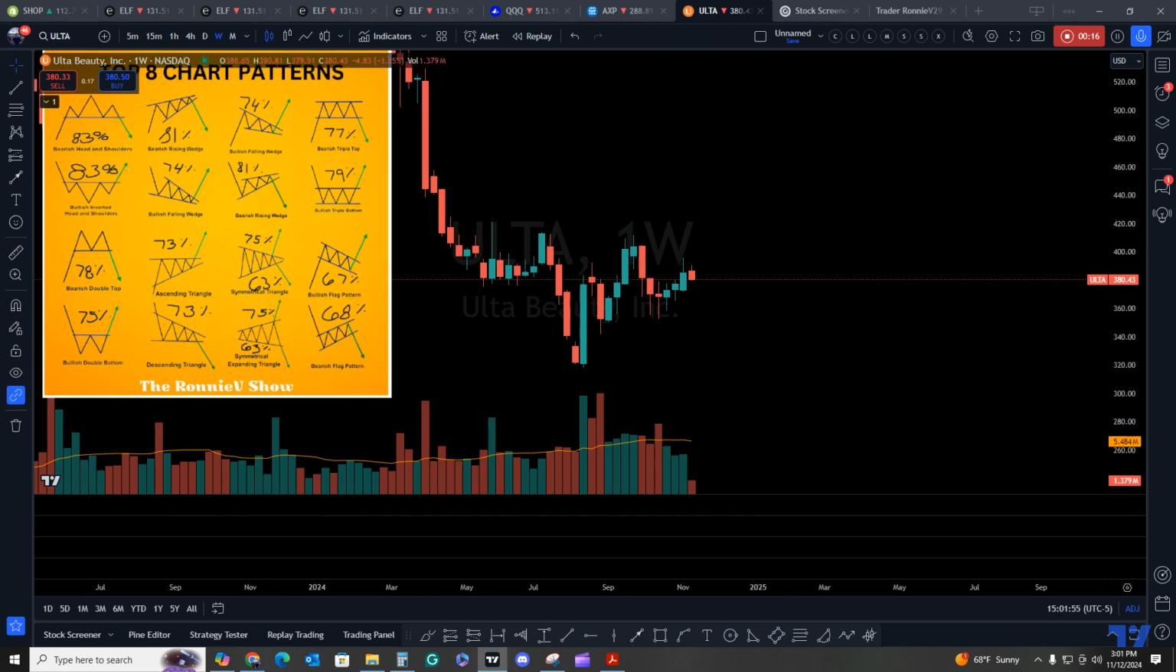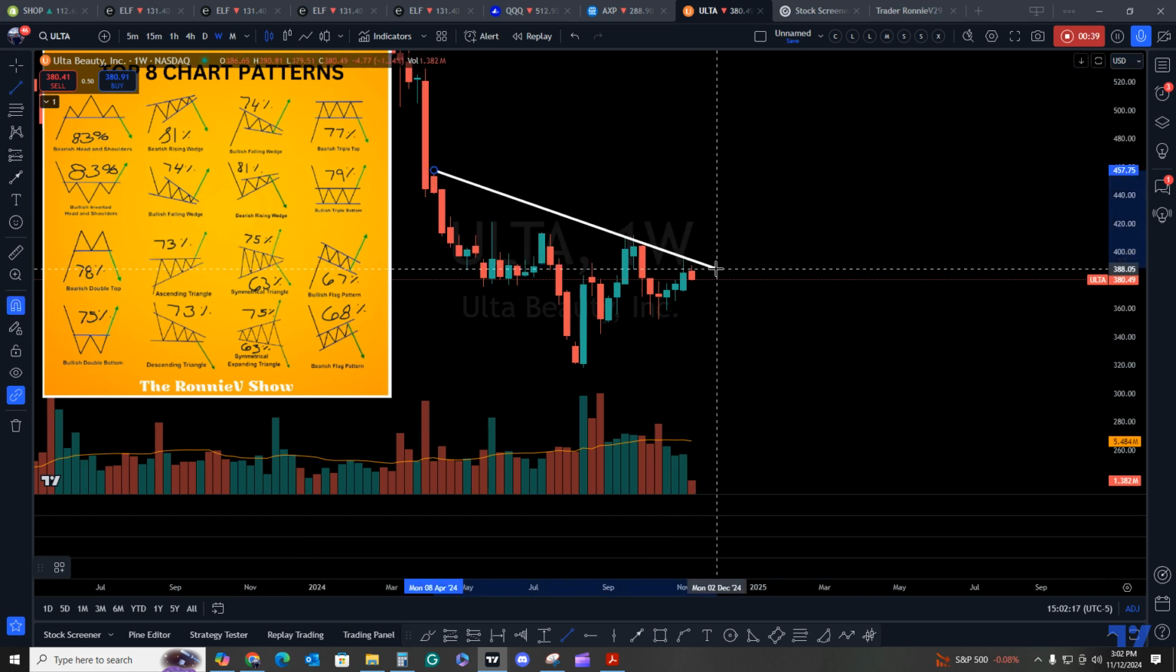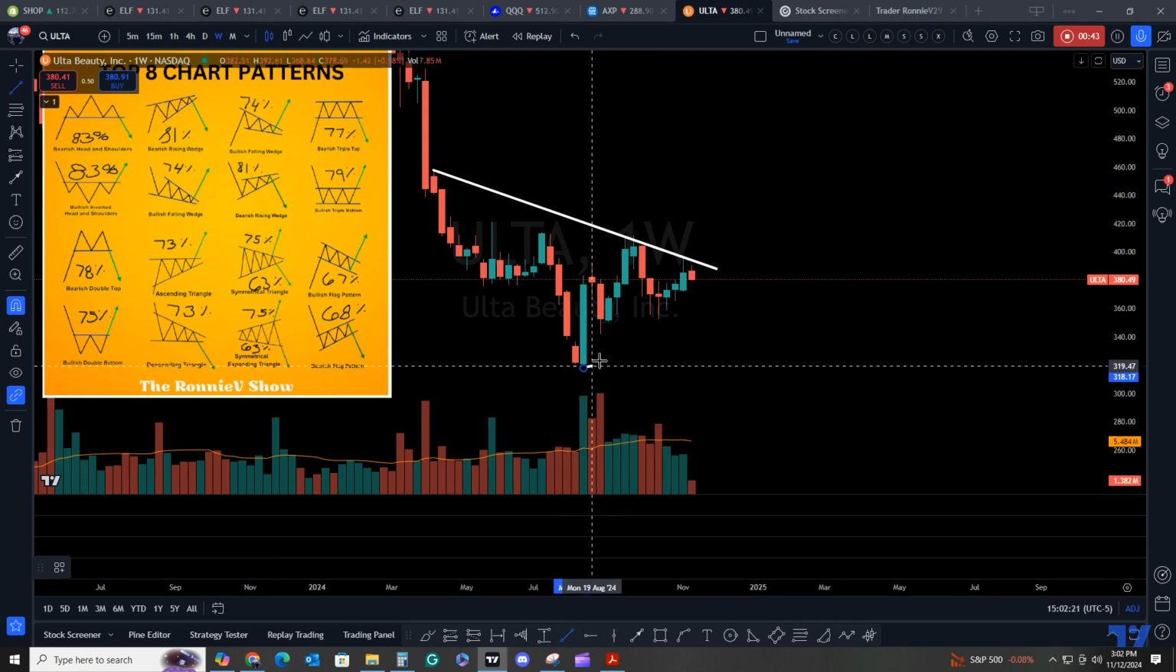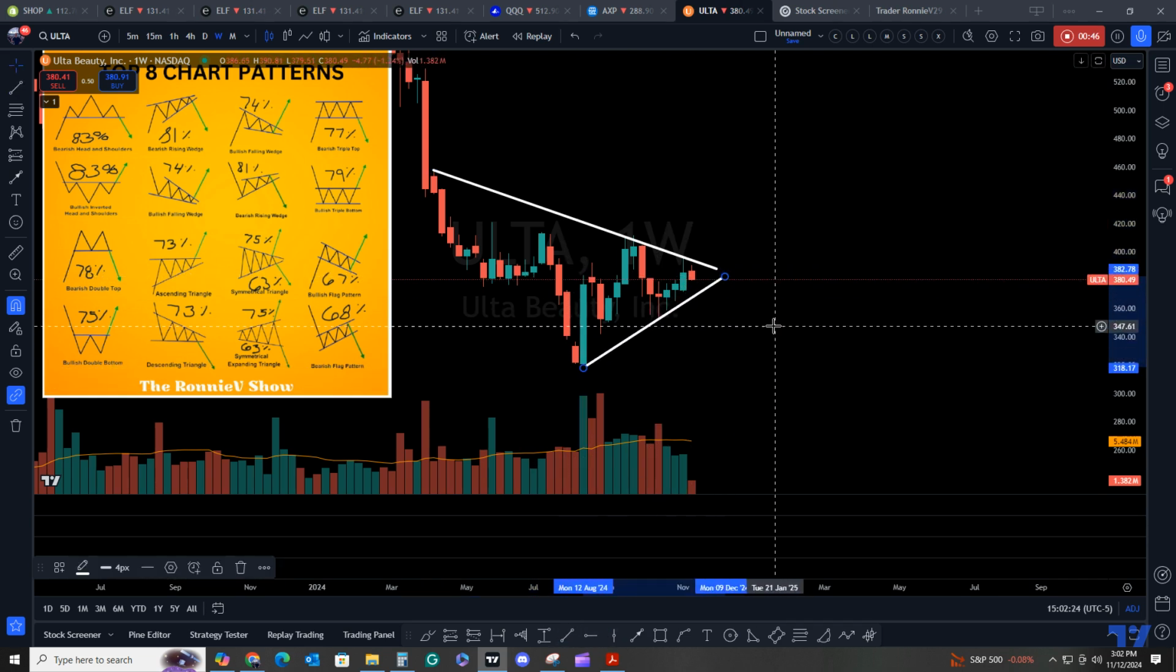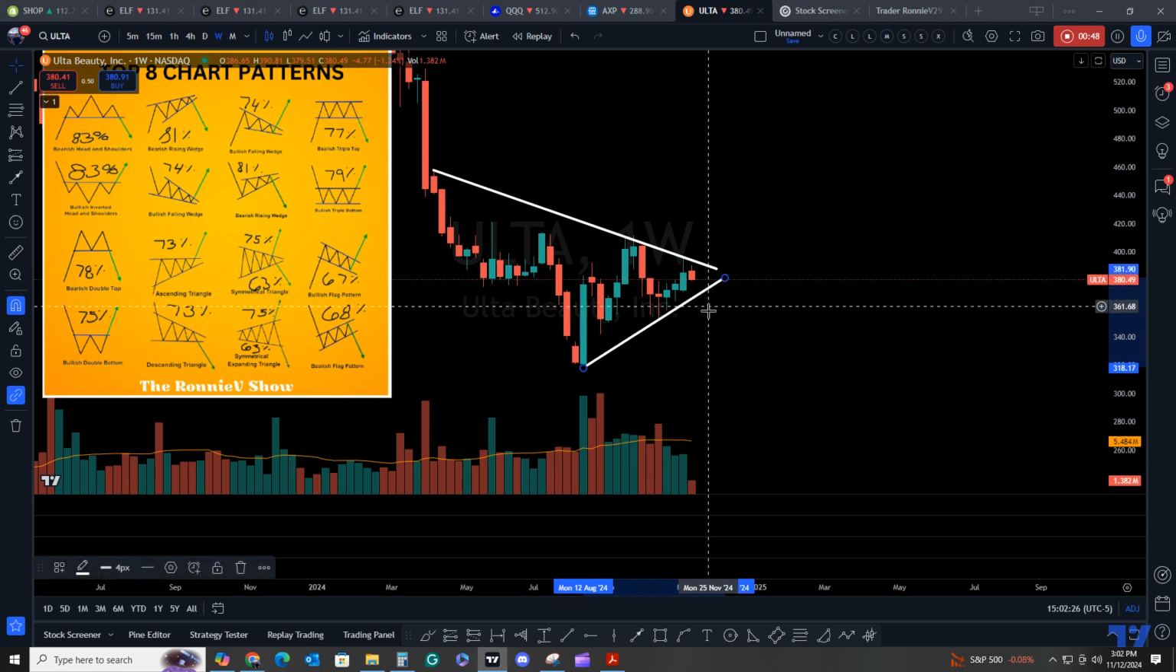A symmetrical triangle pattern is a chart pattern that forms when the price of an asset converges with two trend lines that are moving toward each other, creating a triangle shape. To draw this, I'll pull it up here. Basically, we're going to go from this high, and we'll use the magnet again, down to the most recent price. And then we'll go from this bottom up to the most recent price.